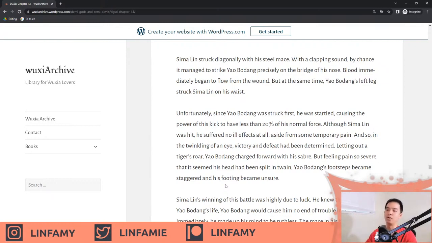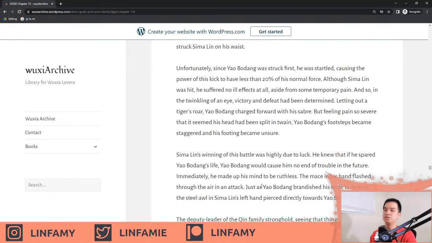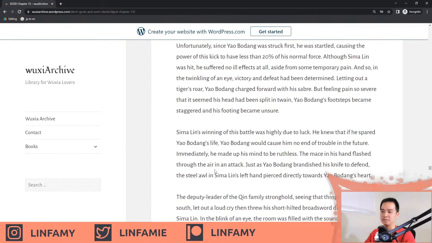Letting out a tiger's roar, Yao Bodang charged forward with his saber, but feeling pain so severe that it seemed his head had been split in twain, Yao Bodang's footsteps became staggered, and his footing became unsure. Sima Lin's winning of this battle was highly due to luck. He knew that if he spared Yao Bodang's life, Yao Bodang would cause him no end of trouble in the future. Immediately, he made up his mind to be ruthless.